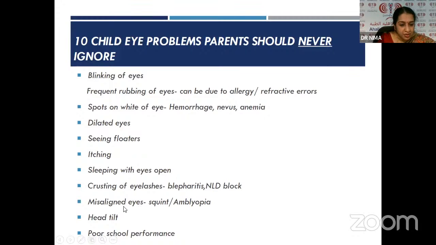Then another is, as already told, the misaligned eyes, which is squint, which can lead on to amblyopia. Then another problem we have to look into is head tilt. That is, the child may be bending his head to a particular direction, especially while watching TV. That is one common thing we see in case of astigmatism, as I have already mentioned, which is a refractive error.